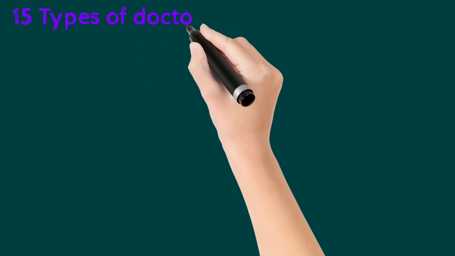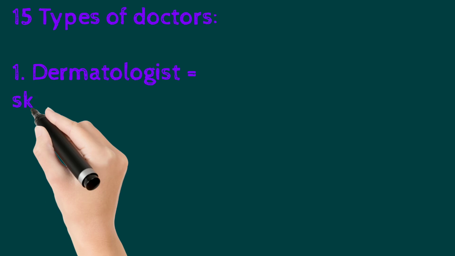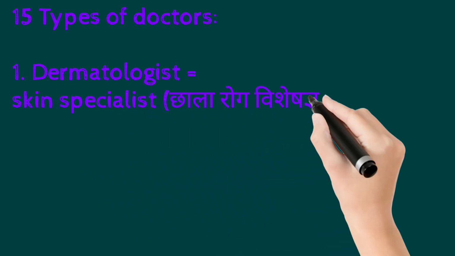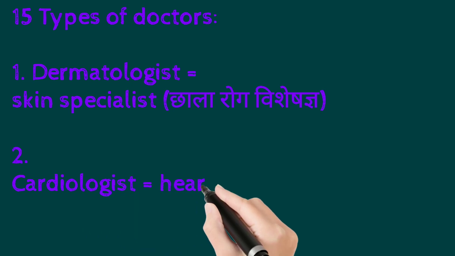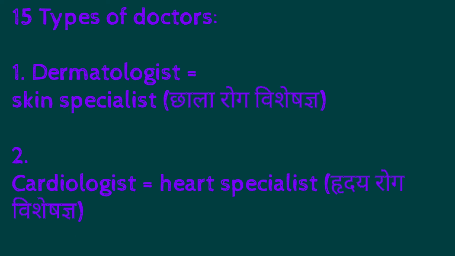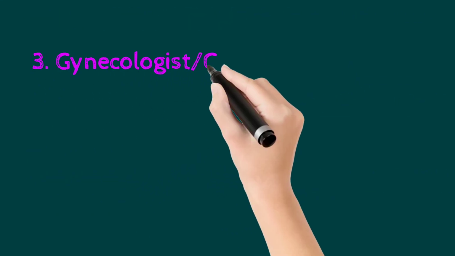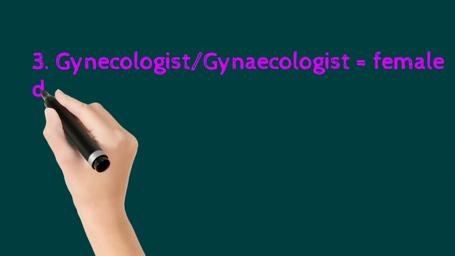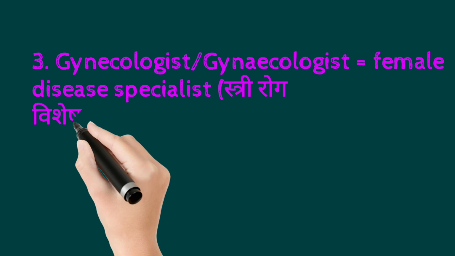15 types of doctors. First is dermatologist. It means skin specialist, यानी कि छाला रोग विशेषज्ञ. Number 2 is cardiologist. It means heart specialist, हृदय रोग विशेषज्ञ. And number 3 is gynecologist. Gynecologist, it means female disease specialist, स्त्री रोग विशेषज्ञ.